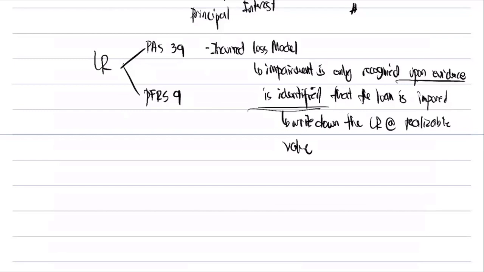So what do we mean when we say upon evidence is identified? We mean that we only recognize loss upon the happening of the loss.